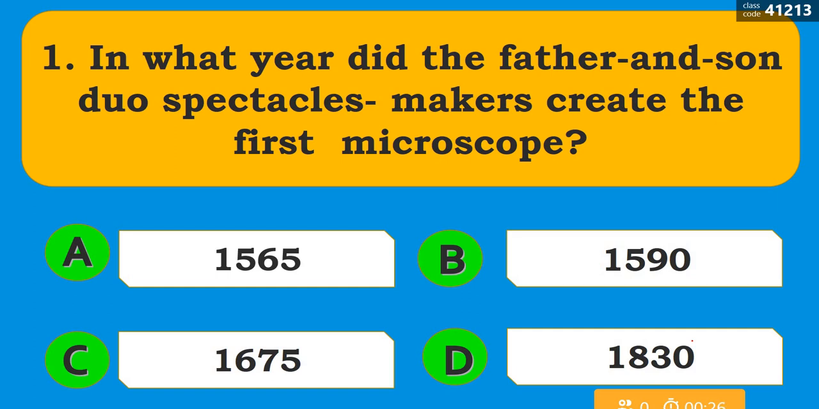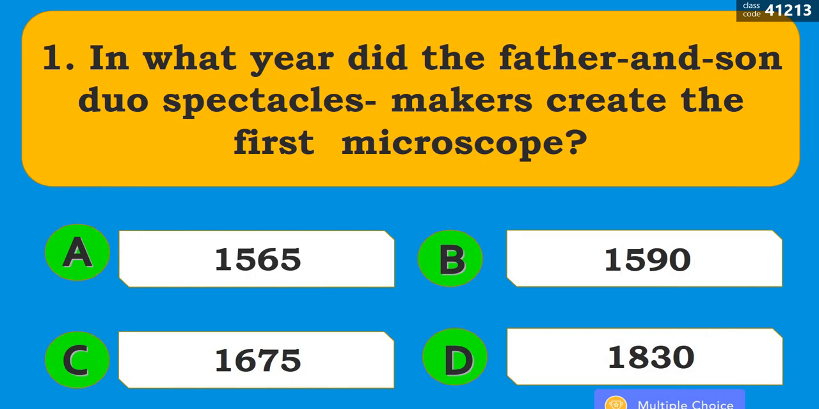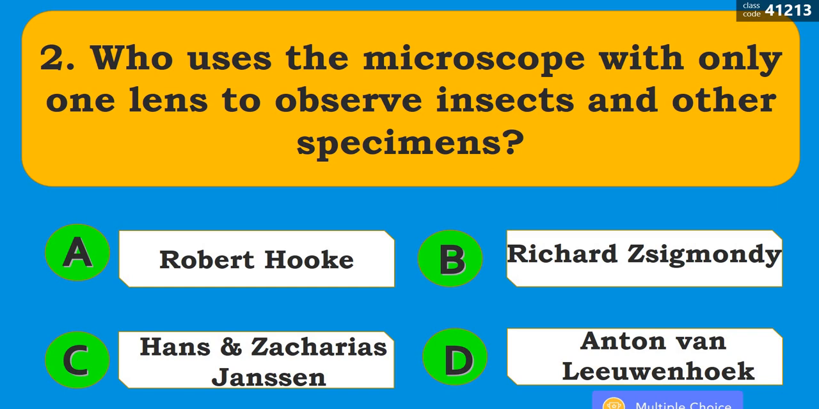In what year did the father and son duo spectacle makers create the first microscope? Is it A, 1565, B, 1590, C, 1675, or D, 1830? Go. Okay, time is up. Let's see the answer. It is letter B, 1590. Very good. Let's proceed with question number 2.